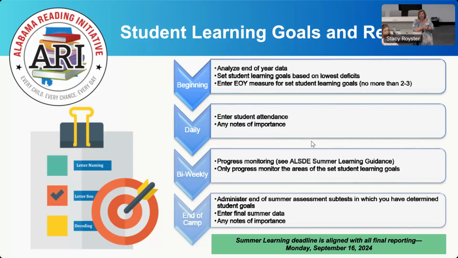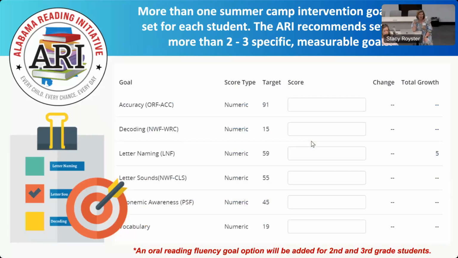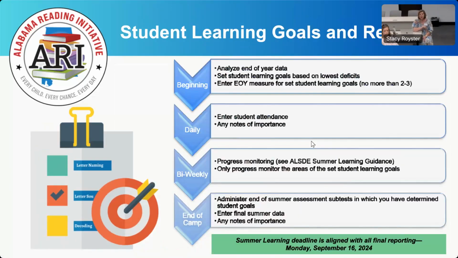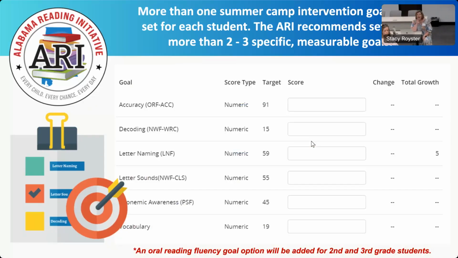And then at the end of camp, you're going to administer the end of summer assessment subtest that you determined for those goals. You'll enter that final summer data and any notes of importance, and that is all you have to do. It should be very easy for you to complete all of your data by the last day of summer camp, because you can enter this information all along. However, we have set the deadline for it on September 16th, which is when all your other reporting is due to us.